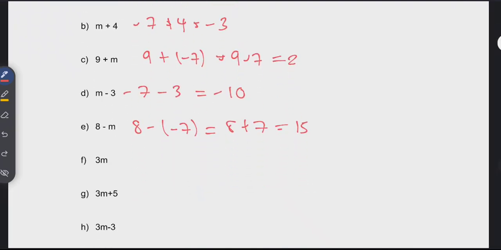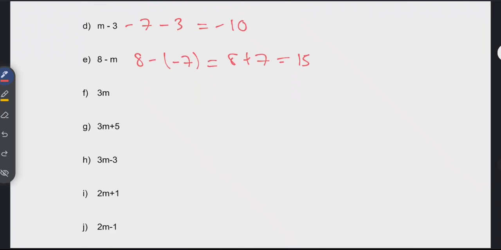Okay, so what about 3m? I'm just going to write to the side m is equal to minus 7 so we don't forget. So 3 times minus 7. Well, is that negative or positive? It's a positive times by negative, so it's going to be negative. It'll be negative 21.